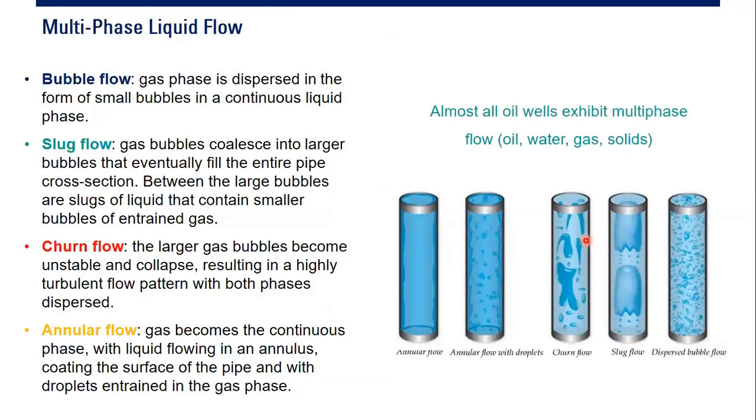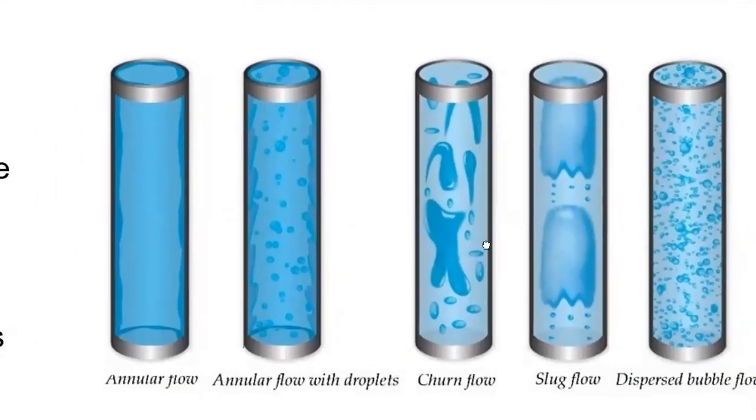But of course, in petroleum systems, in oil and gas reservoir production, we are not talking about single phase. We most certainly will have multi-phase flow. Now the flow regimes will not be only laminar or turbulent. We have bubble flow, slug flow, churn flow, annular flow, to say the least. Almost all oil wells exhibit multi-phase flow, composed of oil, water, gas, and even solids. This describes the flow regimes.